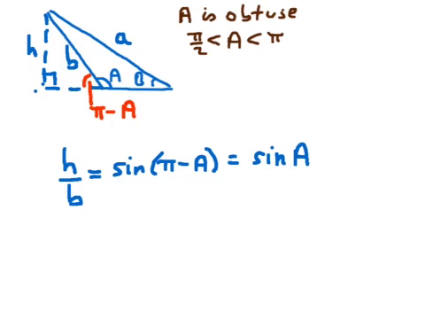Similarly, we can look at this triangle here, and we have that h divided by little a is the sine of capital B. So this means that h is b times the sine of a, and here h is a times the sine of b. Both of these things would be equal to h, so therefore they're equal to each other.